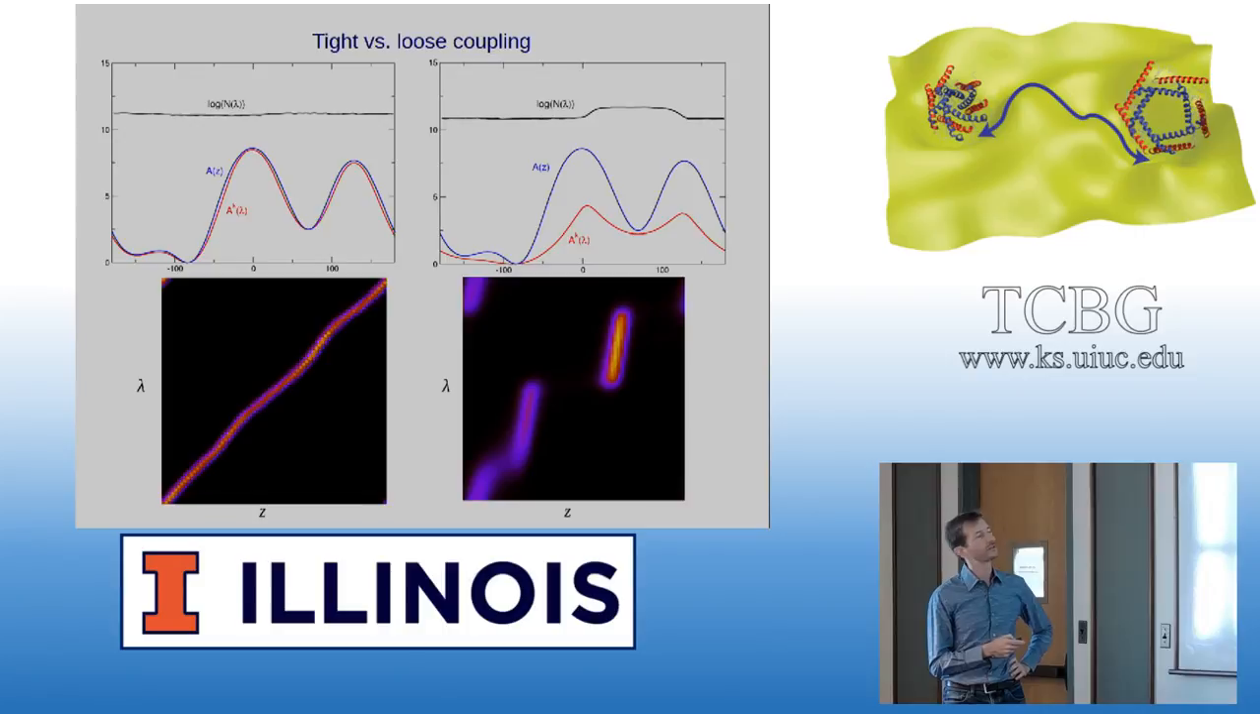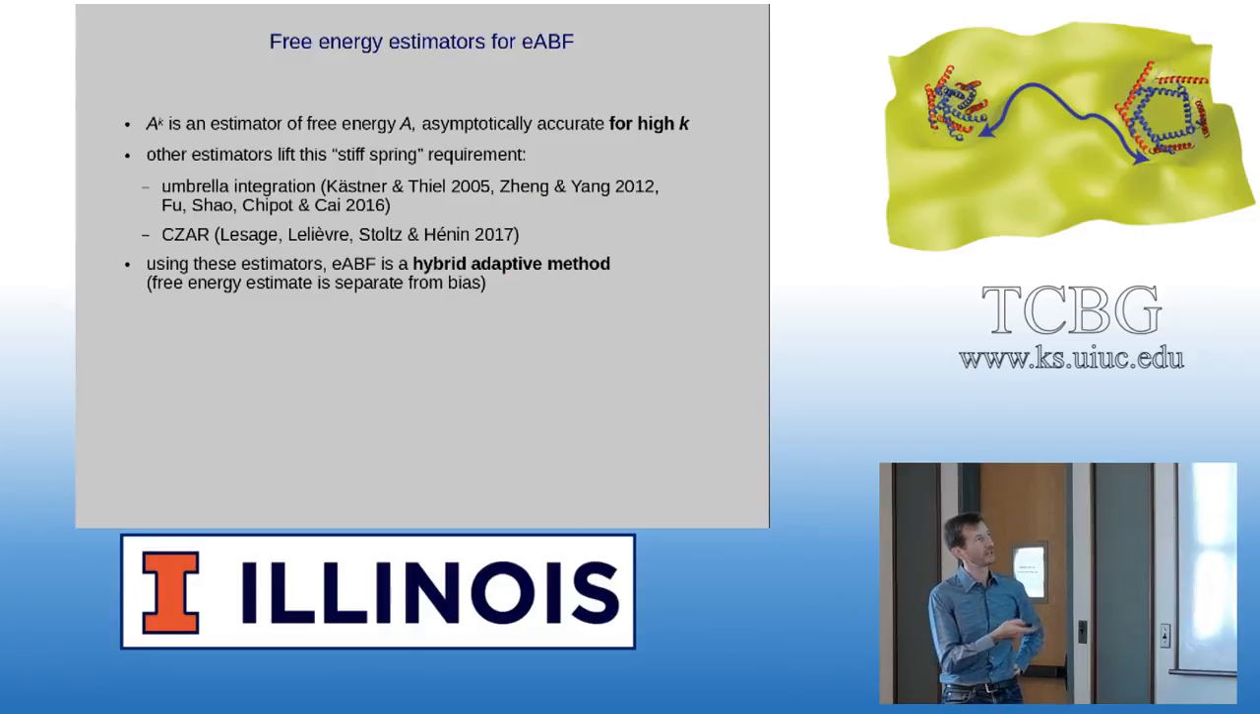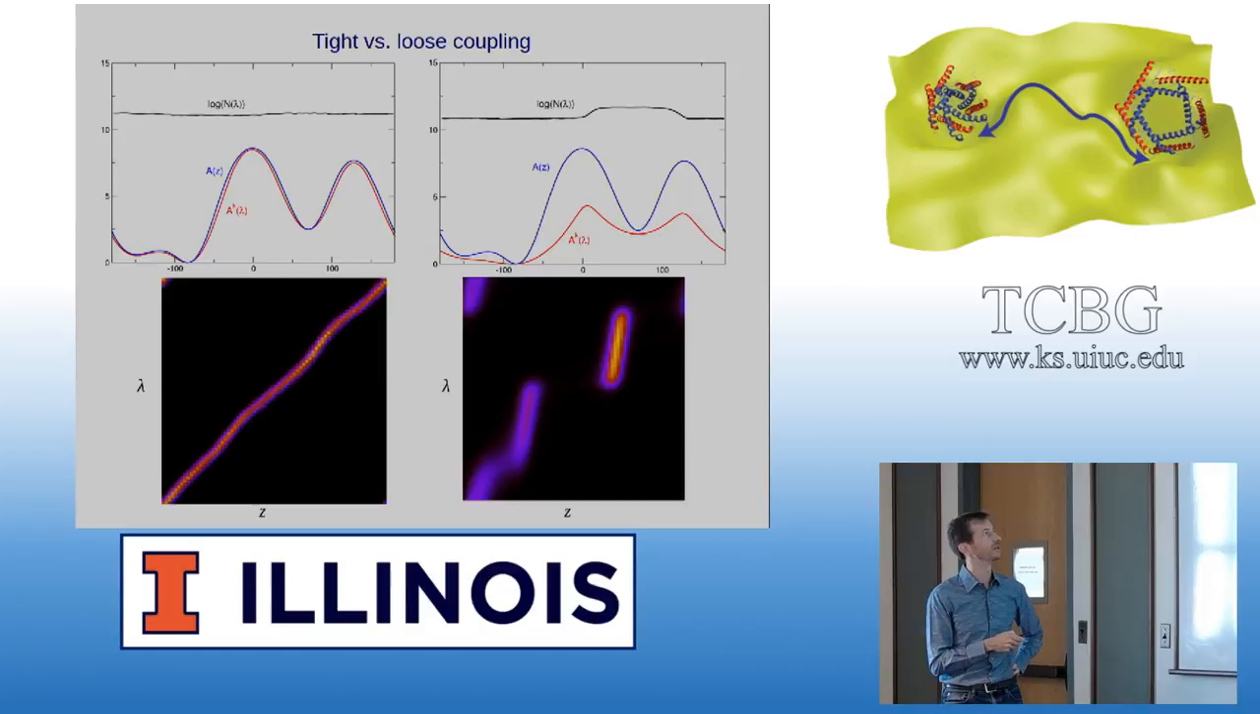But maybe the key point is that the coupling has to be tight enough that you do get uniform sampling, but it doesn't have to be tight enough that you get the exact free energy. Once you get good sampling, then you can always correct after the fact with these other estimators. And so this little discrepancy between these two is pretty easy to correct for.